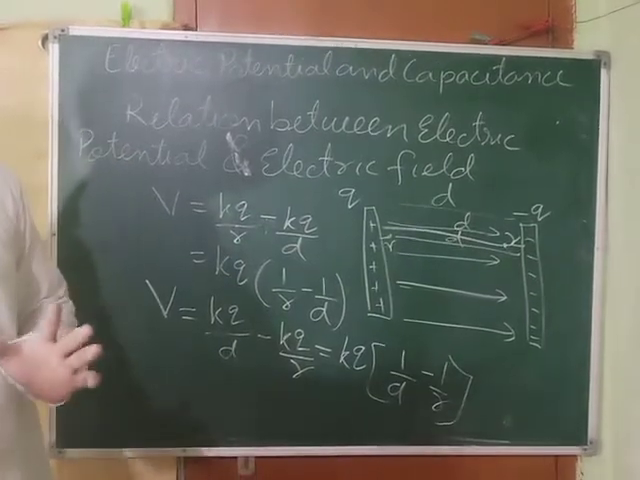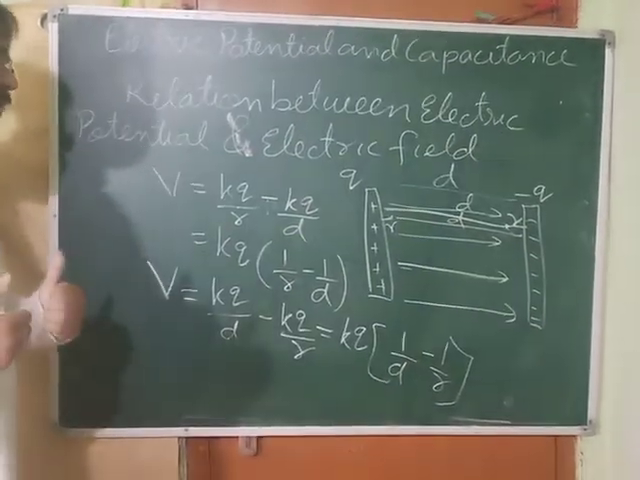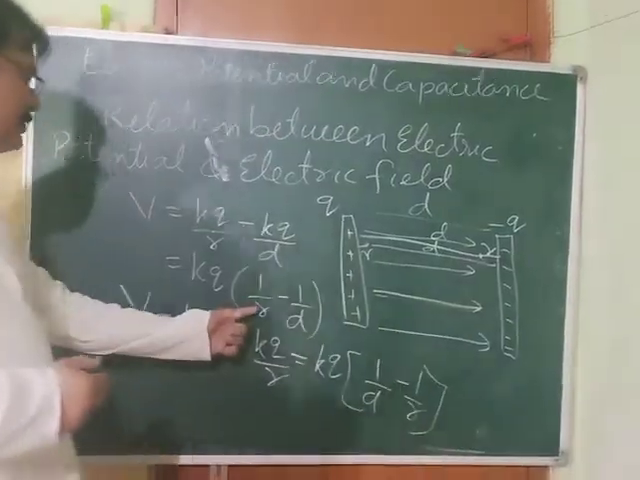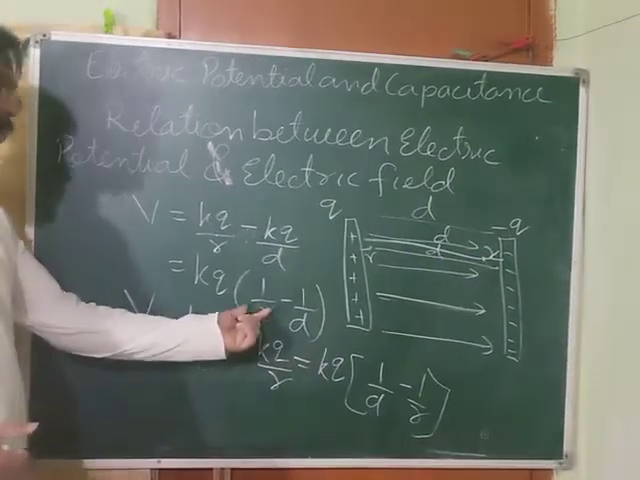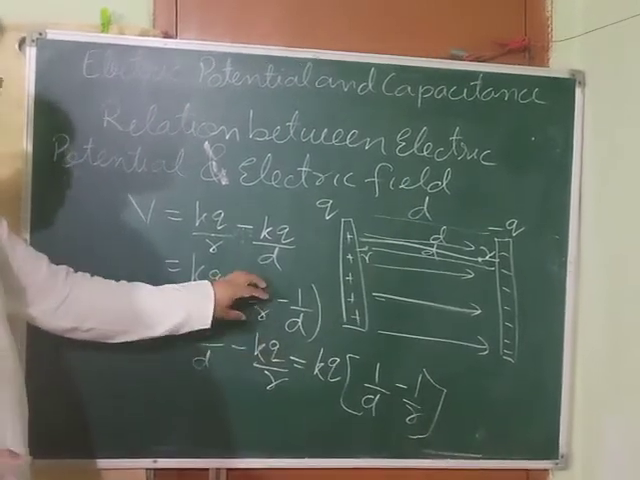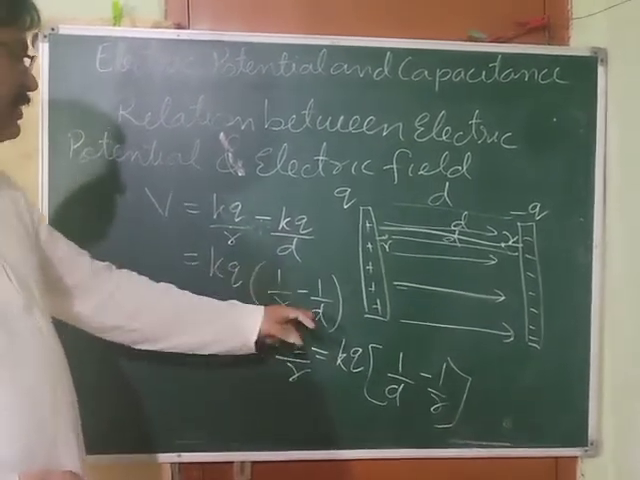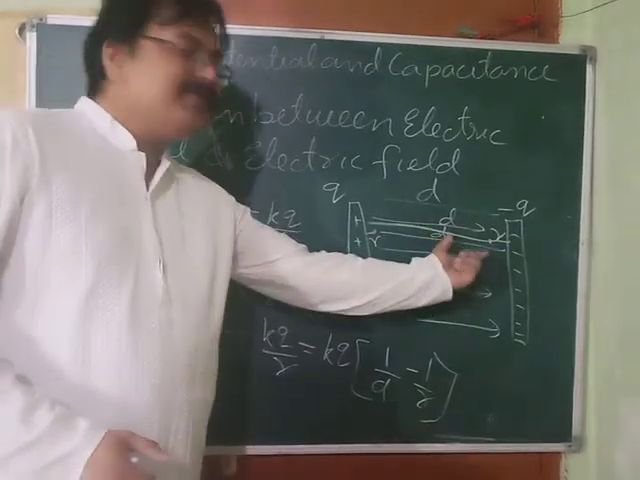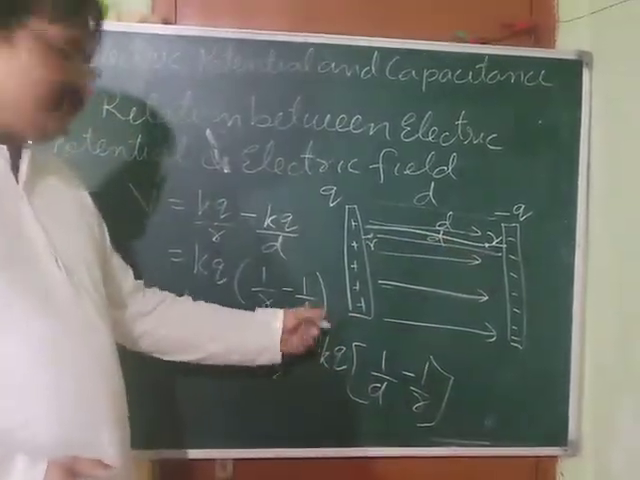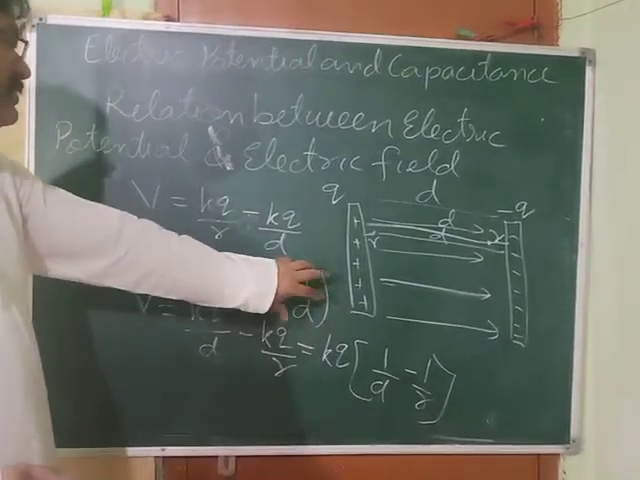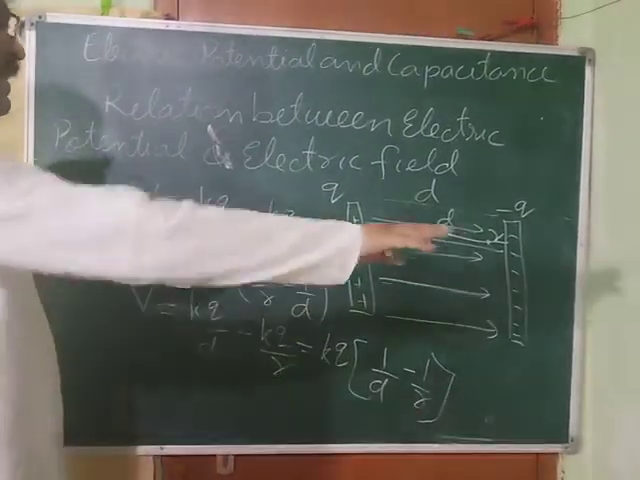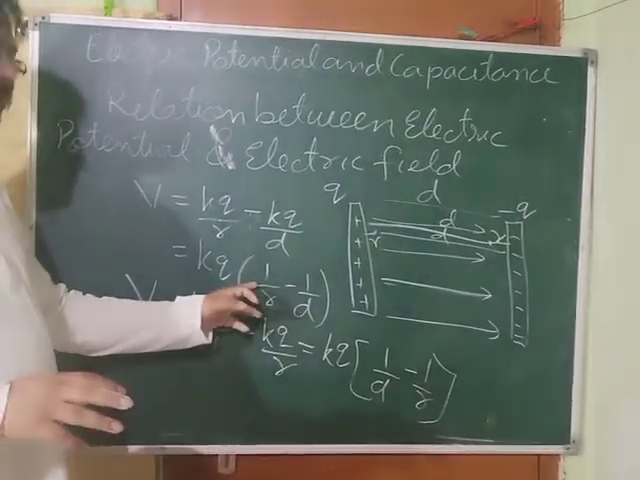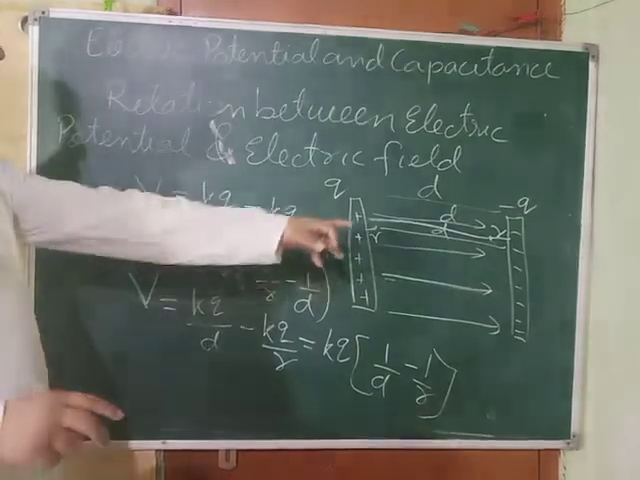What does this indicate? As we move from here to there, R will increase. As R increases, this value will decrease. And D will decrease, because when you are increasing R, D is going to decrease. As D decreases, this value will increase. So as this is increasing and this is decreasing, a point of time will come when this will be larger than this. So the potential will become negative.